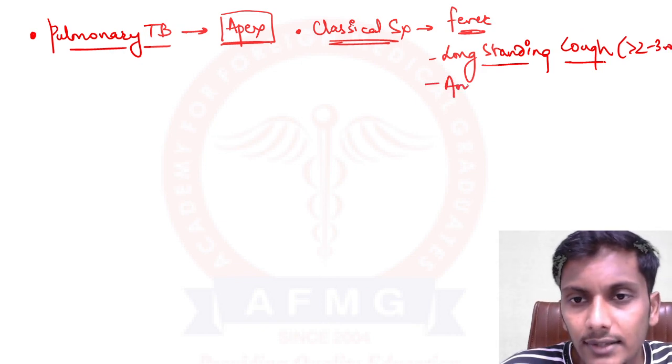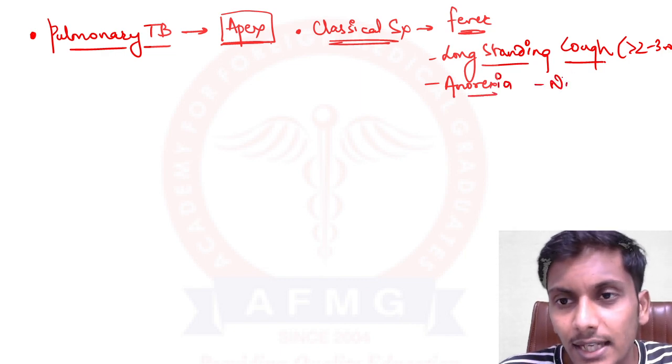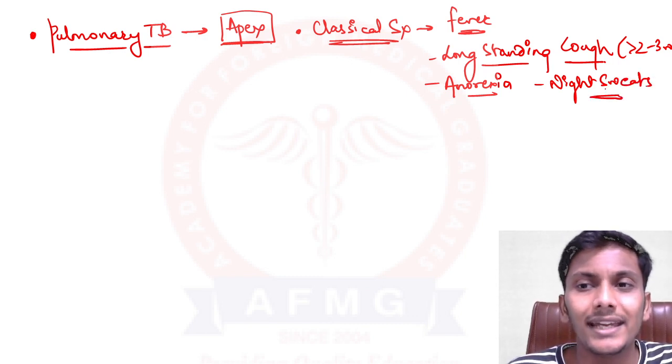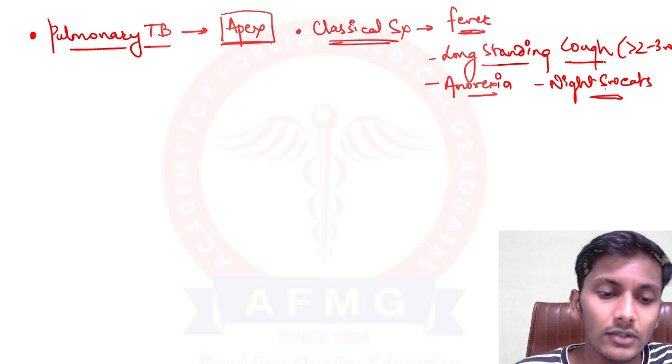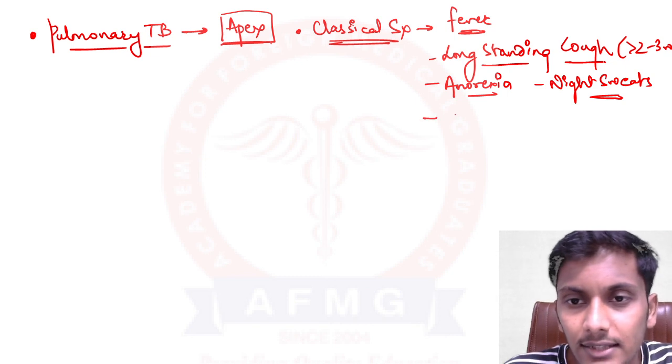Next one, anorexia, that is loss of appetite, which is seen in cases of TB. Also we can see night sweats or night cries. Okay, so night sweats or night cries, that is, the patient experiences extreme pain in the night. So night sweats or night cries are seen in cases of tuberculosis. Along with that, there is a significant weight loss.